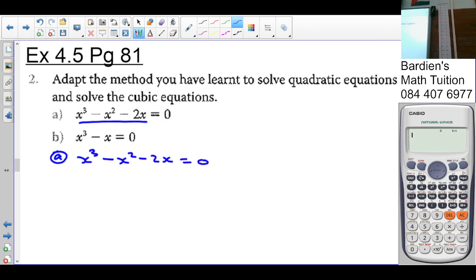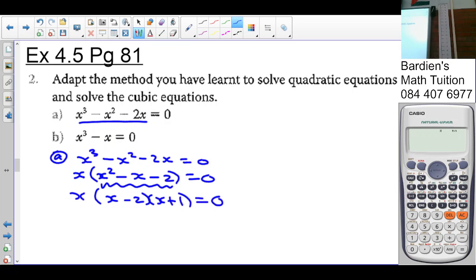Not so. This is standard form for a cubic. Why? Because it's ax cubed plus bx squared plus cx plus d equals 0. We write it in descending powers of x and equal to 0, making it standard. So, what was the next step we gave you to do? Factorize. And how can we factorize this? Common factor of x. What are we left with? x squared minus x minus 2. So what does this now become? Factorization of a trinomial. So it's x into x minus 2, x plus 1.